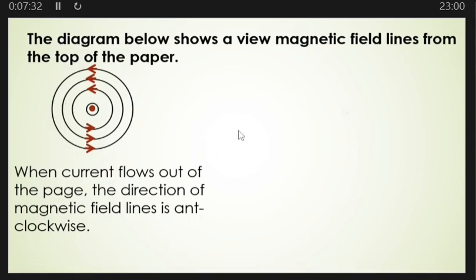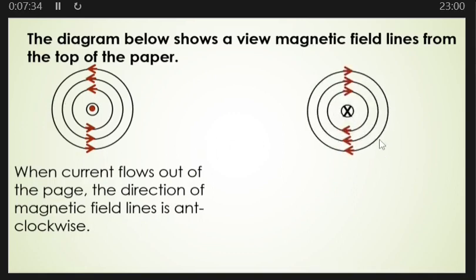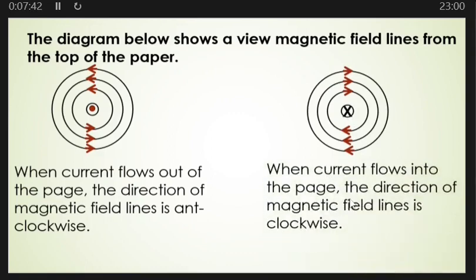Similarly, if we have this situation here, then it means that the current is going into the page. If current is going into the page, then the direction of magnetic field lines is clockwise, like this.